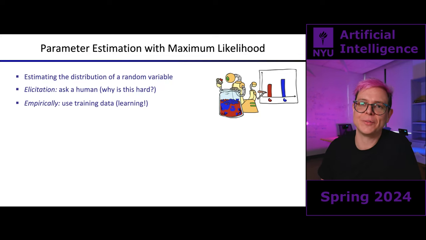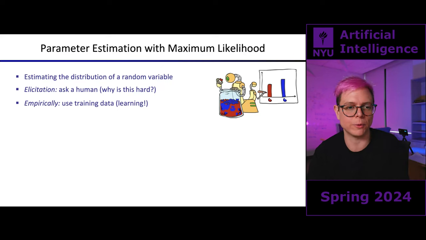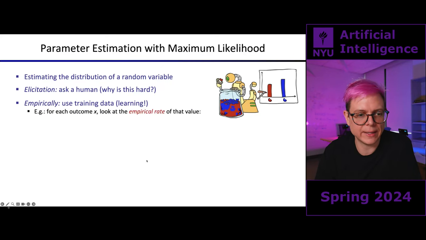We just have a lot of samples and we figure out how many of these samples are supposed to be one type or the other. All right. So for each outcome X that I pick, I look at the empirical rate of the value.